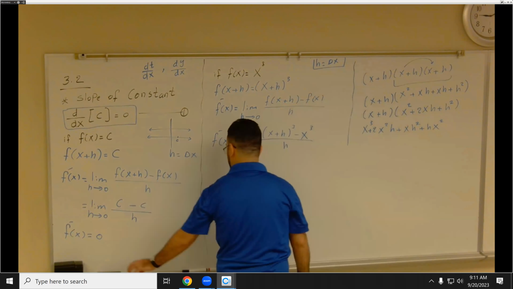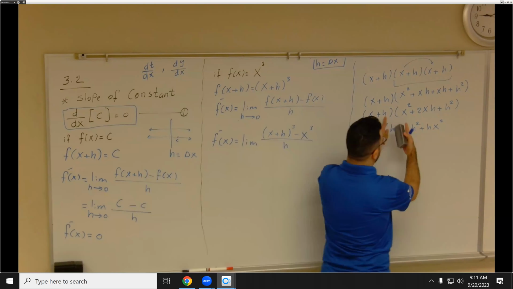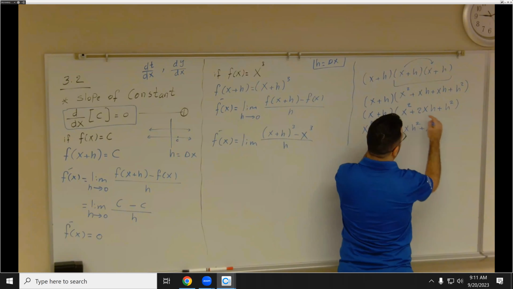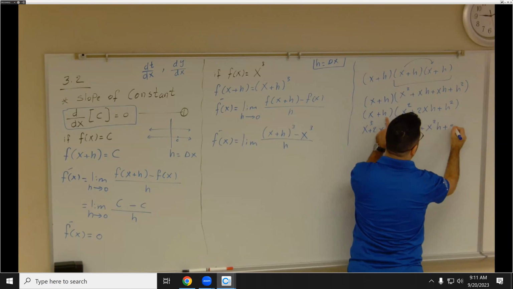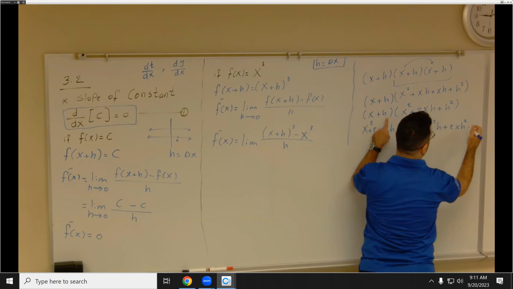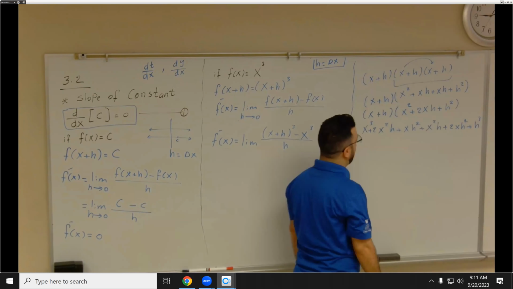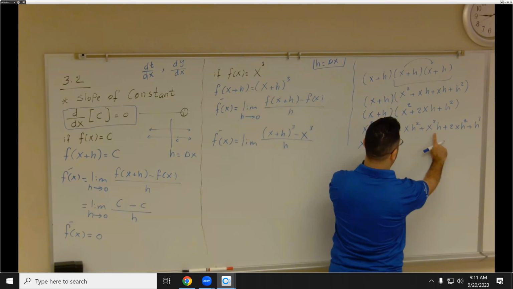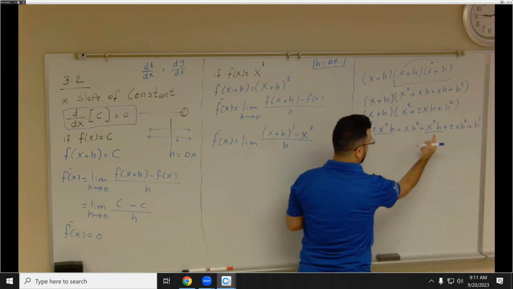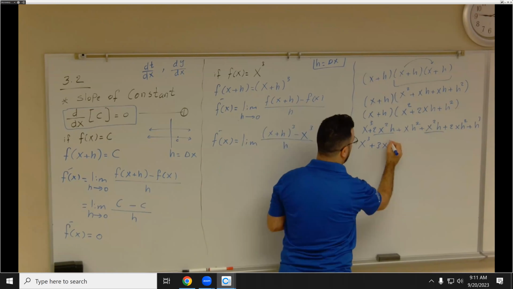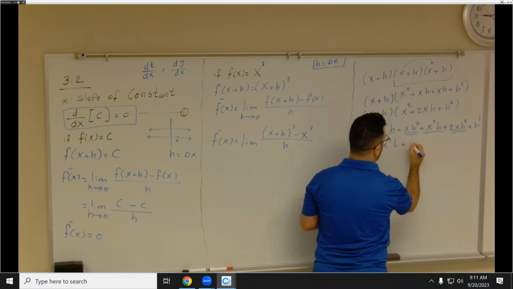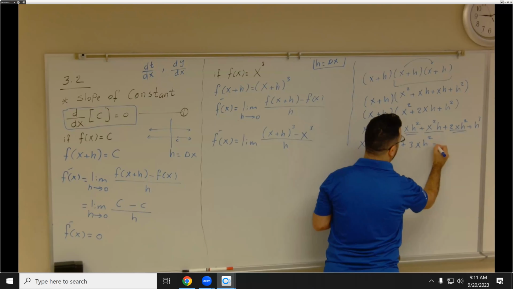Let's flip these two. Because h times x squared, I'm just going to write down h x squared, then 2x h squared, and this one, plus h cubed. Do we have like terms? Yes. Here's x cubed. We have these two, so it's 2x squared h. This one is similar. It's a plus of 3x squared h. This one is similar to this one. So it's going to be 3x h squared plus h cubed.